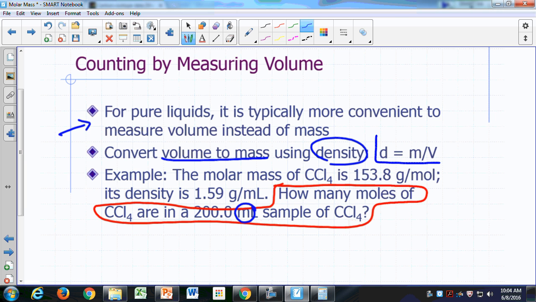It might be on the label of the bottle of liquid that you have. So density is mass over volume. Okay? So if you know the volume, how would I solve for the mass? I know the density. Density is mass over volume. So if I want to solve for mass, I multiply density and volume together. So that's what we would typically do in the lab.